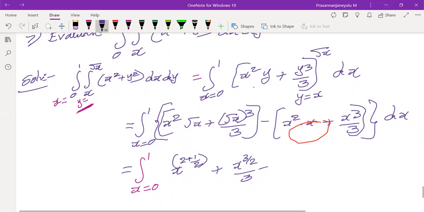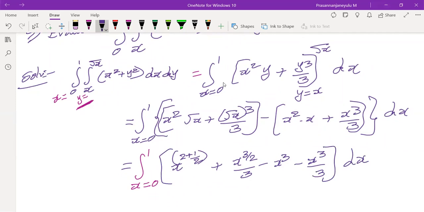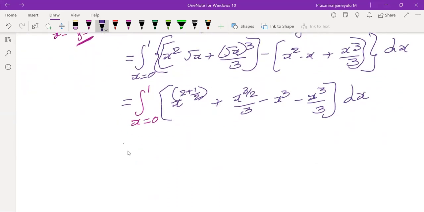If we observe here, x square into x becomes x cube, minus x cube by 3. If we want to do simplification, you can simplify here, then do the integration. Now it is equal to the integral, x varying from 0 to 1, x power, what will we get? 2 plus 1 by 2, nothing but 5 by 2, plus 1 by 3 into x power 3 by 2, minus 1 minus 1 by 3.